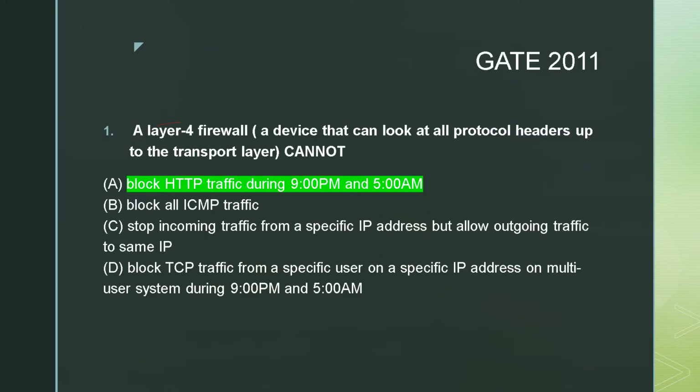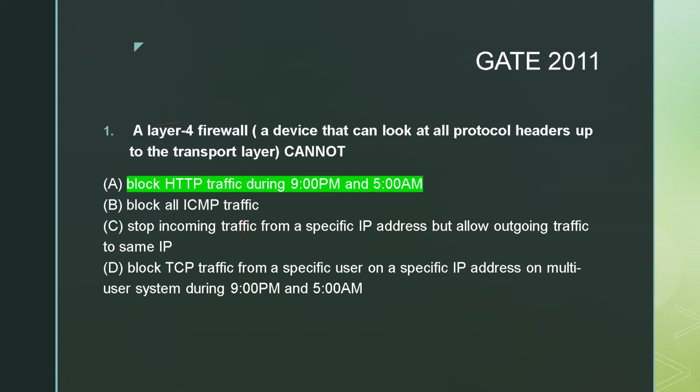The first question is: a layer 4 firewall, a device that can look at all protocol headers up to the transport layer, cannot do what? These are the options. In option D, block TCP traffic. Option C, stop incoming traffic from a specific IP address. And in option B, block all ICMP traffic.